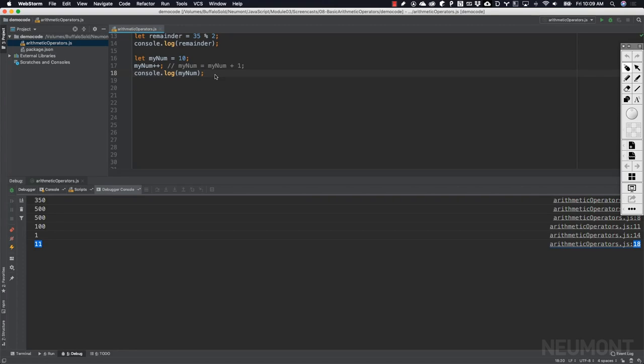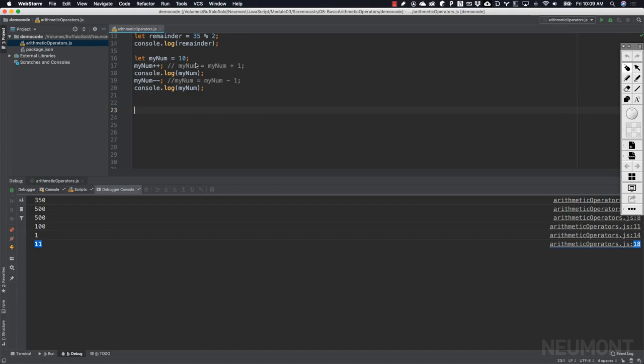As you can probably intuit right now, the decrement operator, we're going to use right here below it, and we're going to say my_num minus minus semicolon. And this is equivalent to my_num equals my_num minus 1. And all this does is decrement the value by 1.